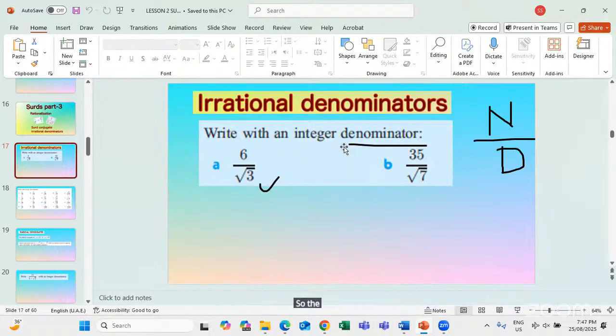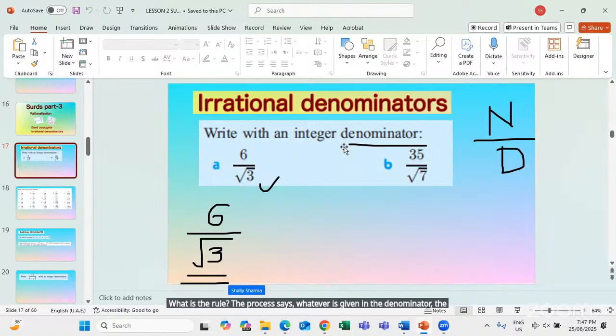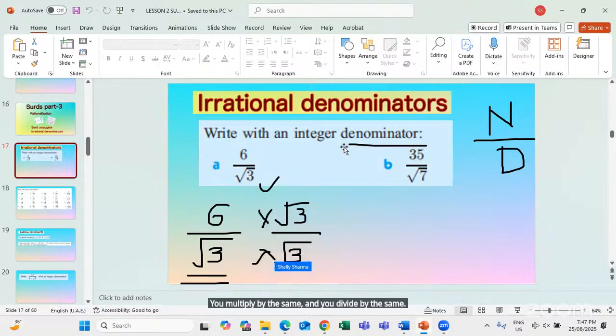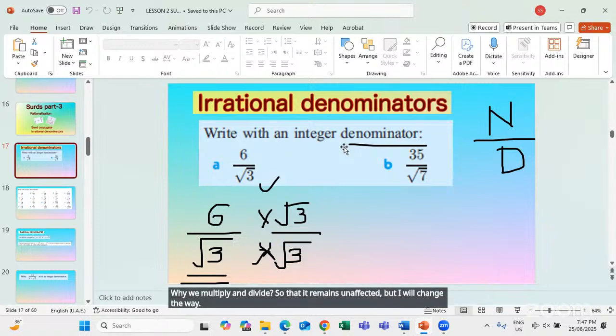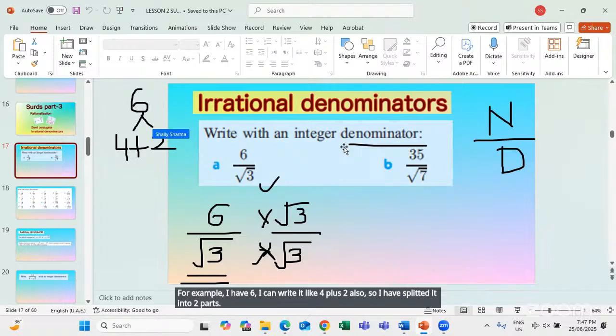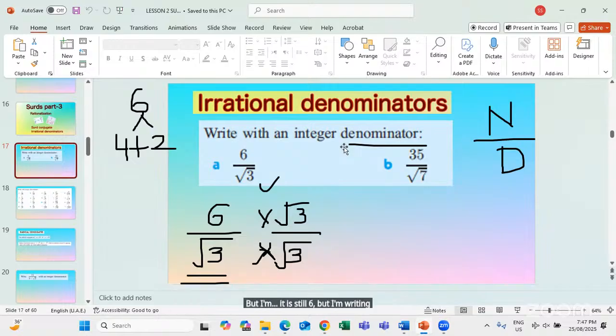So the process is very simple. If you have a single term, what is the rule? The process says whatever is given in the denominator, the surd or the irrational part, you multiply by the same and you divide by the same. Why do we multiply and divide? So that it remains unaffected, but I will change the way. For example, I have 6. I can write it like 4 plus 2 also. So I have split it into two parts, but it is still 6, I'm just writing it as 4 plus 2. Then if they say represent 6 in terms of 5, I can write it like 5 plus 1 also. I can write 6 as 7 minus 1 also.